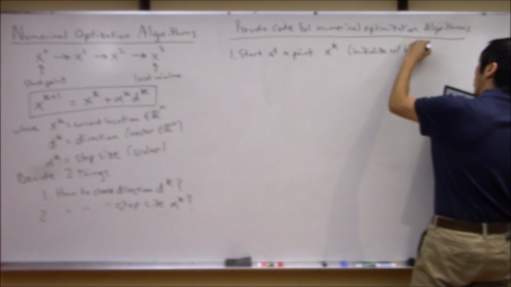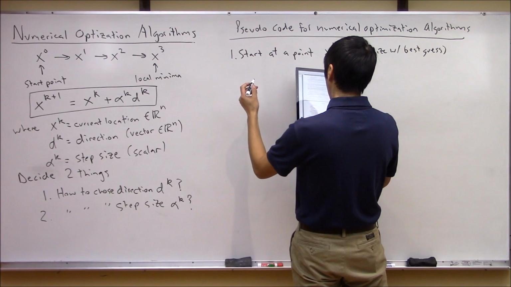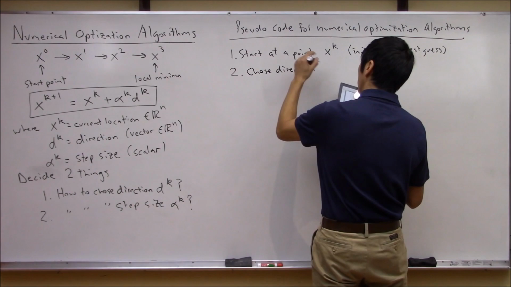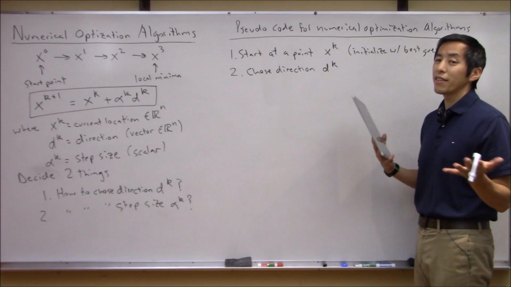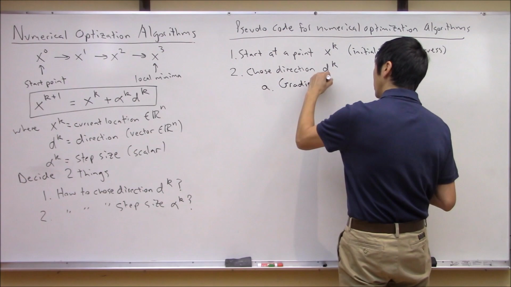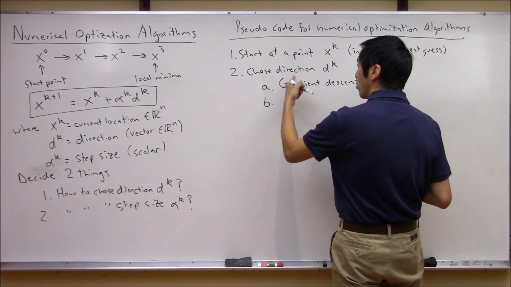Once you have a point xk, the next thing you have to do is pick a direction, so we're going to say choose direction dk. This is where it gets interesting, where you have multiple choices. There are tons of different ways to do this. What we're going to examine today is a technique called gradient descent, but this is one of many. There are tons of other ways you can pick a direction. There's something called Newton's method.